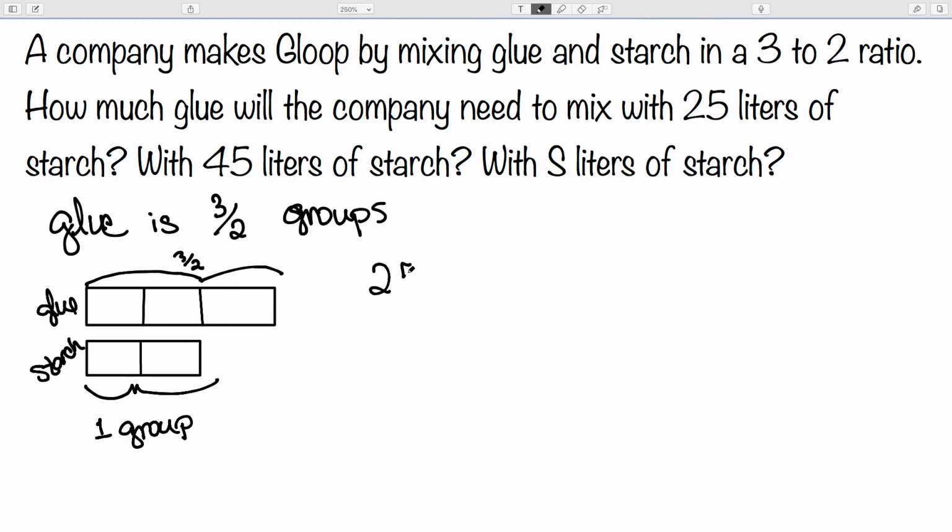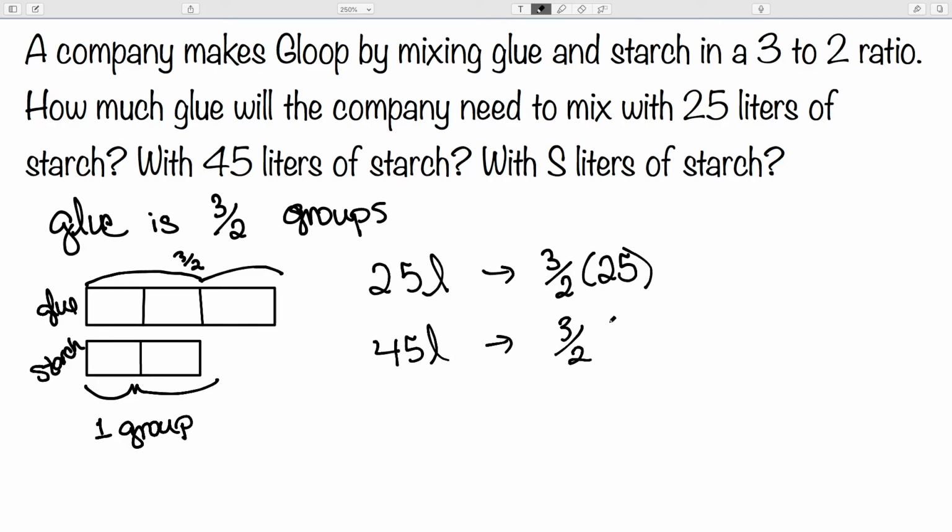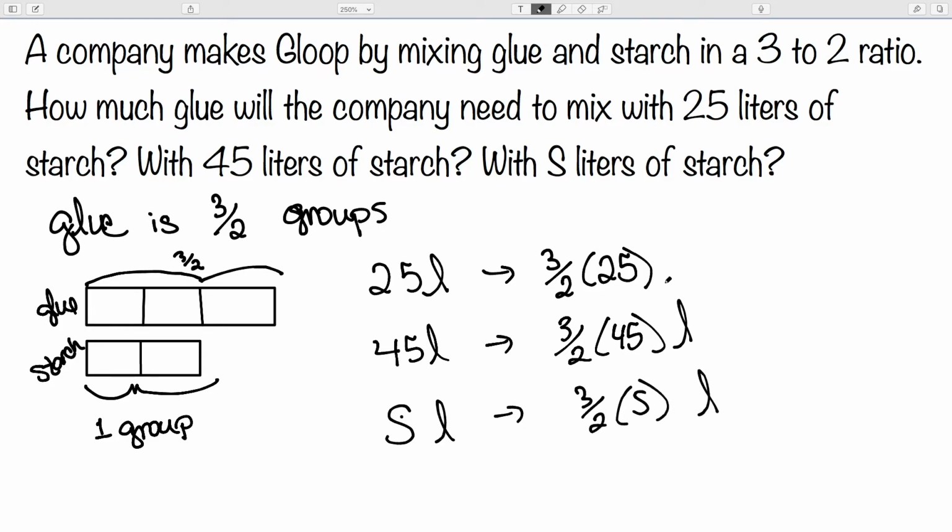So for 25 liters of starch, the glue is going to need to be 3/2 times 25. For 45 liters, we would need 3/2 times 45 liters of glue. And then finally, if we have S liters of starch, we would need 3/2 times S total liters of glue. So this is my starch and this is my glue.